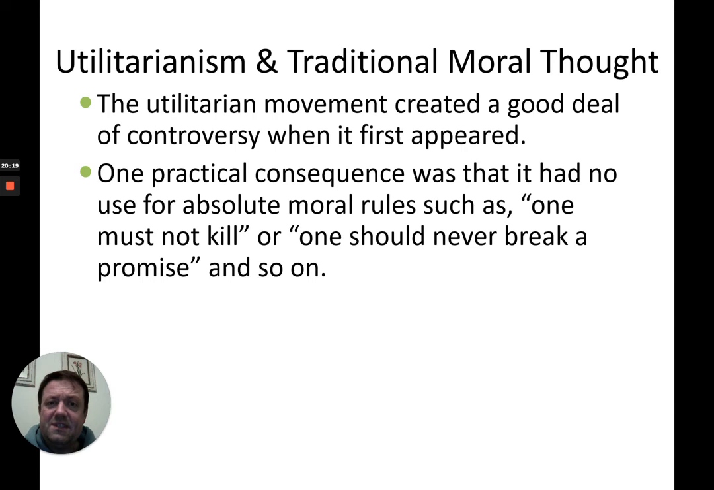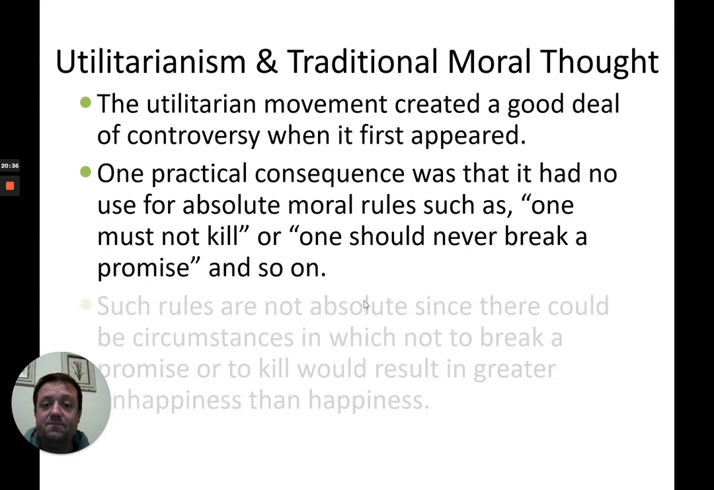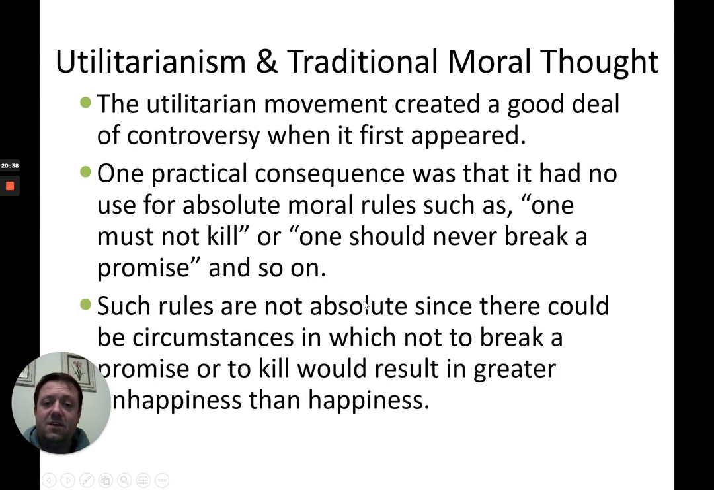And obviously utilitarianism conflicts with this because it says, look, you should do something on the grounds of whether it makes people happy, not just stick to something full stop. Right? So it's not an absolute theory, and that's why it ran into problems with traditional religious thought. All right. So utilitarian rules are not absolute, since there could be circumstances in which not to break a promise or to kill would result in greater unhappiness than happiness. All right.